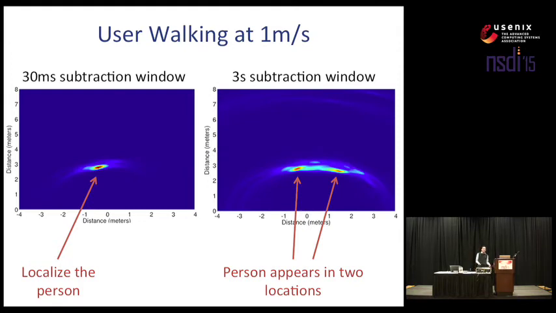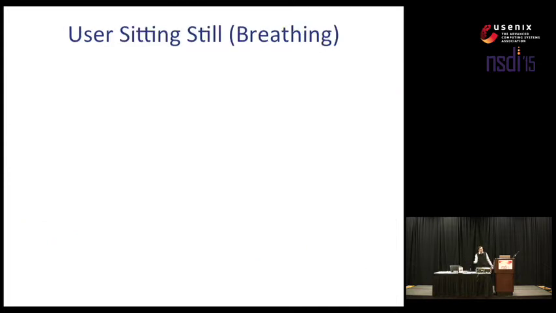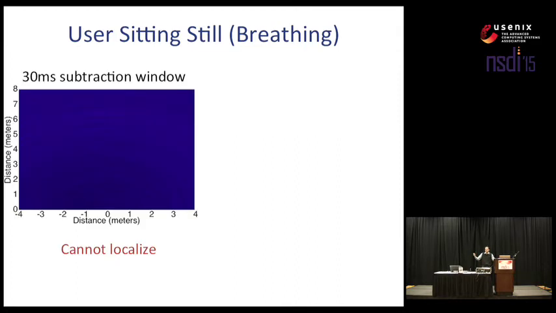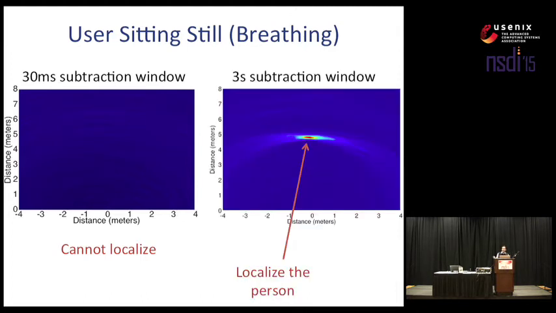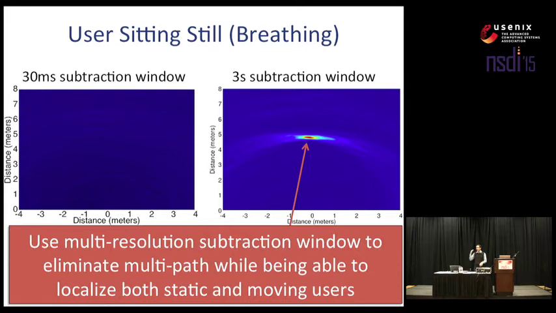On the other hand, if you want to localize breathing motion, then you need this larger subtraction window. Because if you use a short subtraction window, you will not be able to capture the person's location because the chest will have barely moved. But if you use a 3-second subtraction window, then you will be able to very accurately localize the person. And so our idea is that we're going to use multi-resolution subtraction windows to eliminate static multipath, and at the same time, be able to localize both moving and static users.